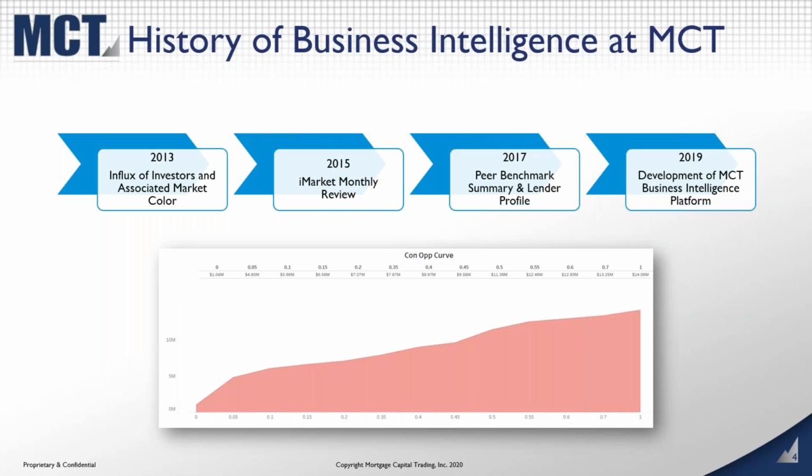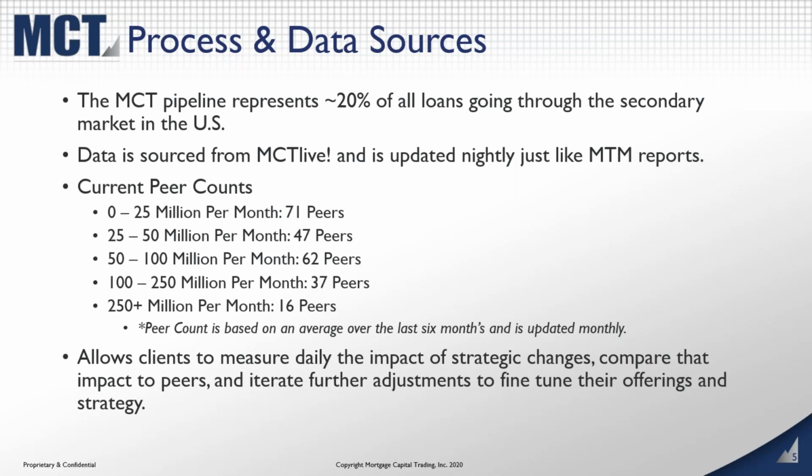With that, let's talk about the process and data sources for business intelligence at MCT. As many of you know, the MCT pipeline represents about 20% of all loans going through the secondary market. So this new business intelligence platform gives you access to that data, which really is a fairly representative sample of the entire mortgage market in the US. The data itself comes from MCT Live and is updated nightly, just like your mark-to-market reports for the previous day. A big part of the platform is this peer comparison component. So you can see the peer groups that we currently have here and the peer counts for each of those groups.